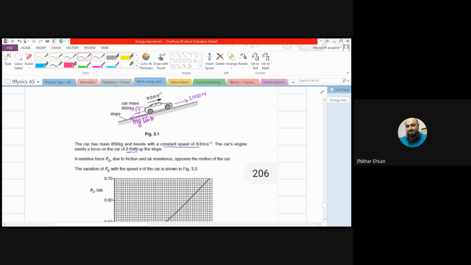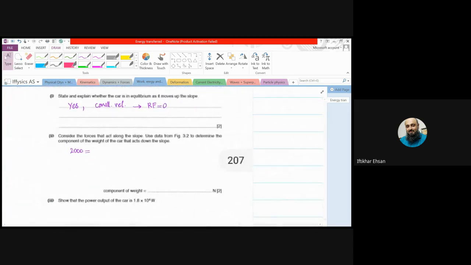So what is the basic formula? The forward force, or the thrust of the engine, will be equal to the resistive force plus the component of the weight, WC. C for component. Although we know that it is mg sin theta, they have just asked to find it. So 2000 minus 400, and the component is going to be 1600 Newton.